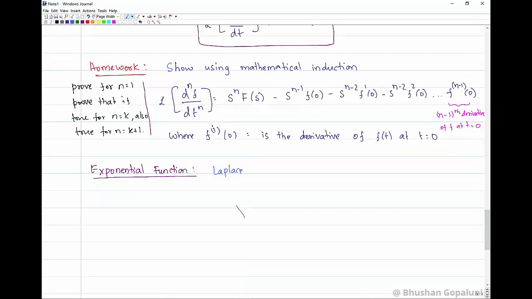Now let's look at the Laplace transform of an exponential function. Laplace transform of exponential functions are also very important because exponential functions appear in the solutions of ordinary differential equations.